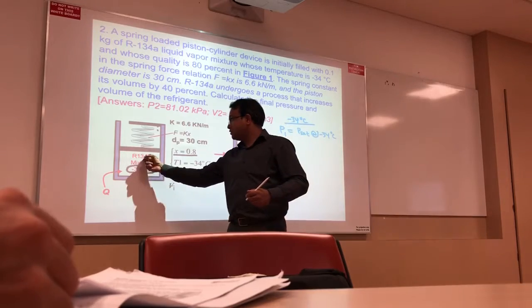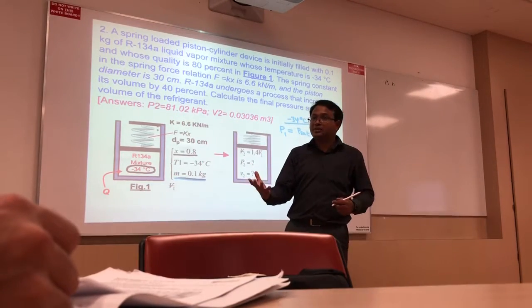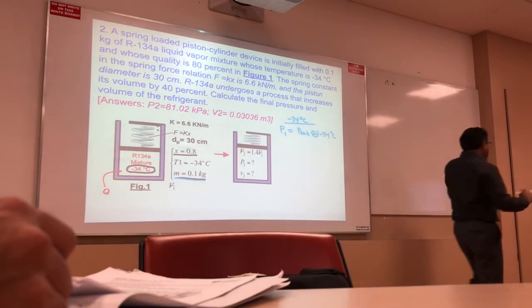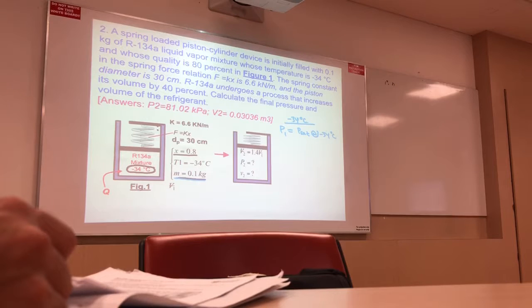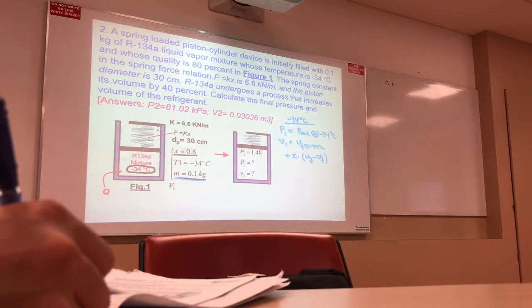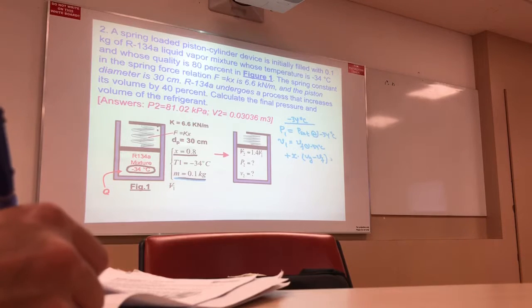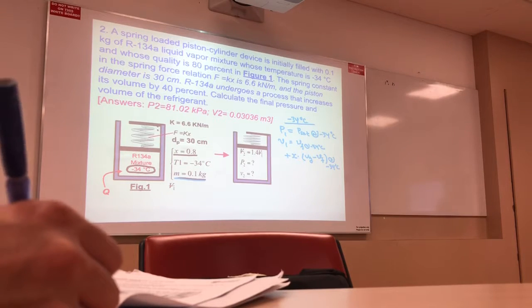Right? And they give me the quality, 80% quality. That means I can find its initial specific volume. No problem. Initial specific volume I can find because temperature is given and quality is given. So initial specific volume V1 is equivalent to Vf with respect to minus 34 degrees Celsius plus x quality times Vg minus Vf with respect to minus 34 degrees Celsius. Then I can find V1, no problem. Agree? Vg minus Vf at minus 34 degrees Celsius, I write for you. Then I can find V1.